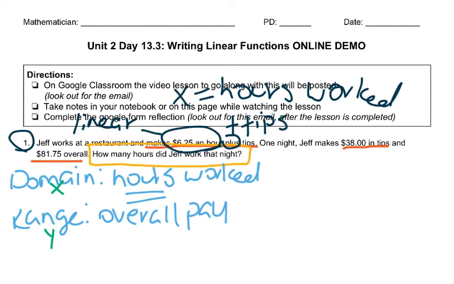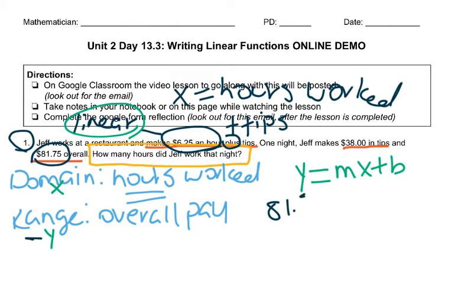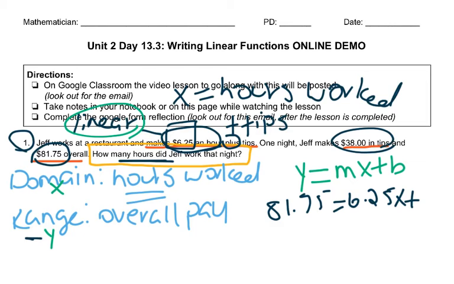So if I had to create an equation, I'm going to write a linear equation, which is y equals mx plus b. Well, in this case, they said that the overall is $81.75. So that is my range. So 81.75 is equal to, well, what's my slope here? What's the average rate of change? Well, that's right here. That's the $6.25 an hour. Do I know how many hours? No. That's what I'm looking for. So that's the x. Plus b, what he makes in tips, $38.